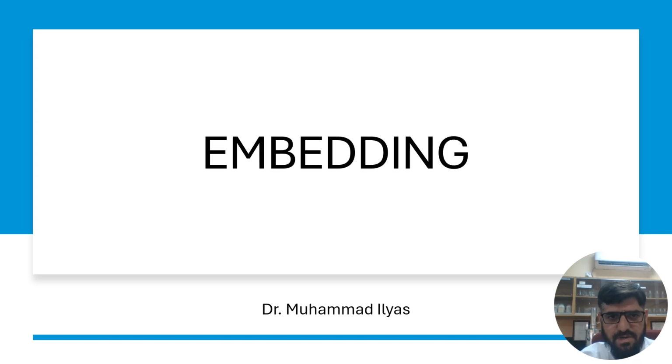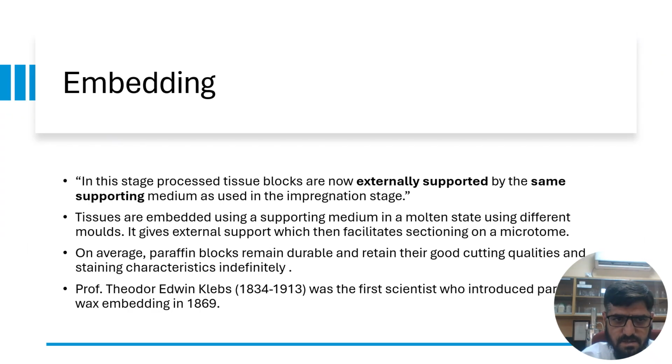So in this lecture we will discuss embedding, which is the step just after the tissue processing. In embedding, the processed tissue blocks are externally supported by the same supporting medium as used in the impregnation stage. Tissues are embedded using a supporting medium in a molten state using different molds. It gives external support, which then facilitates sectioning in the microtome.